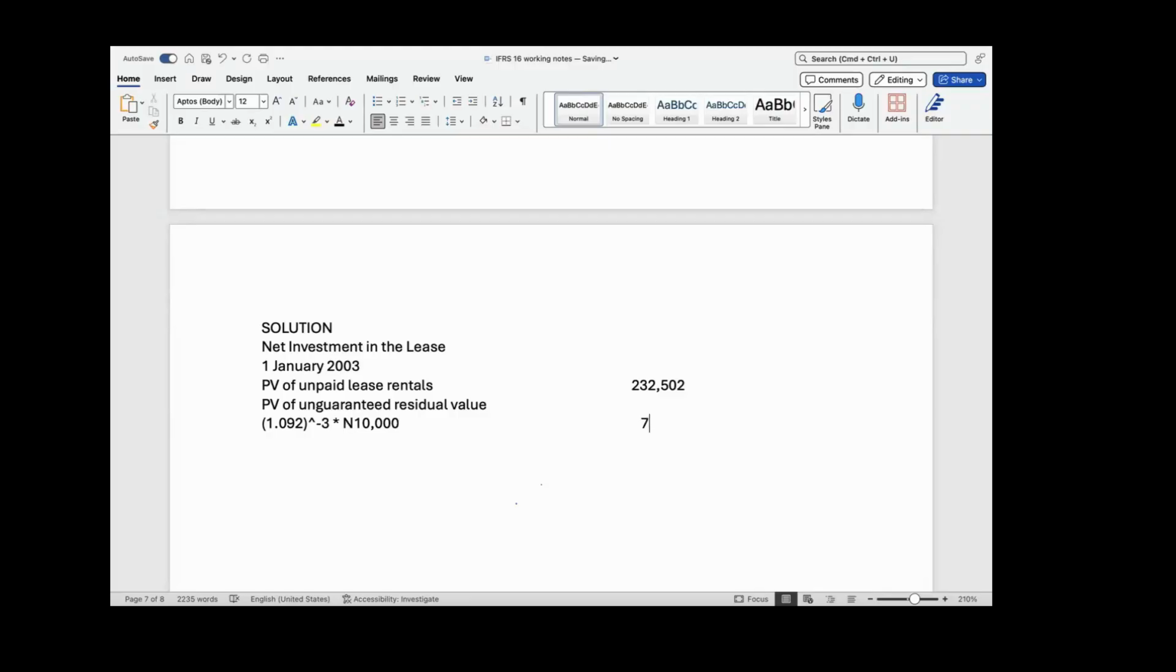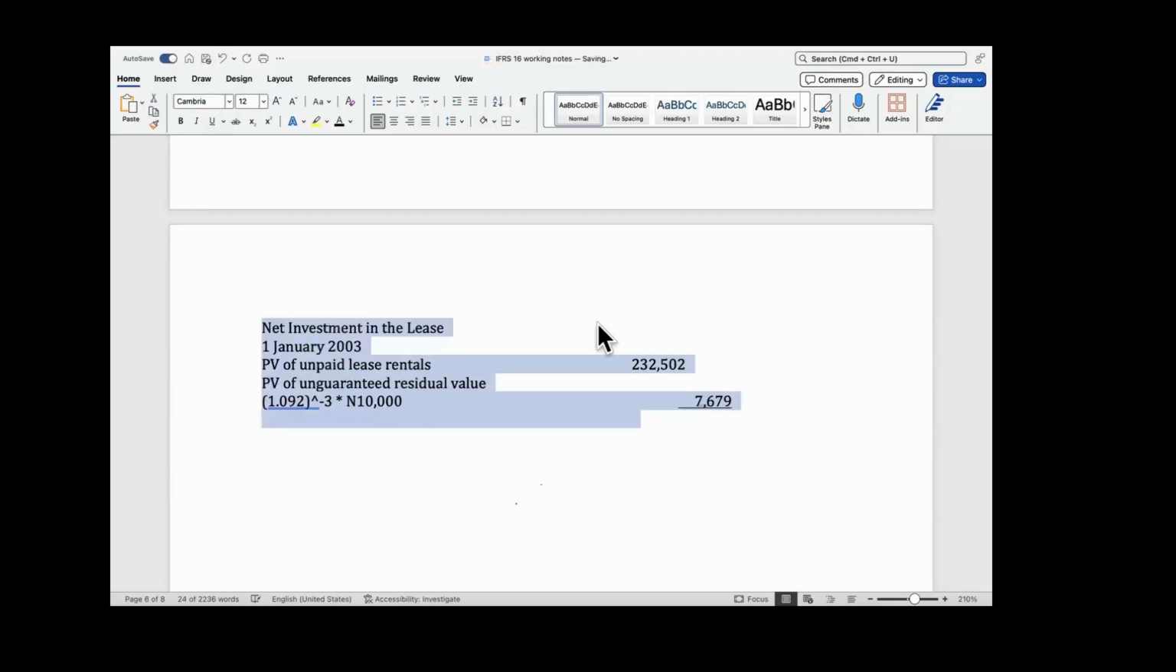7,679. Okay. So what's the total? $240,181. Now, the question wants us to do the net investment in the lease from 2003 to 2005. Okay, so let's do that for them.